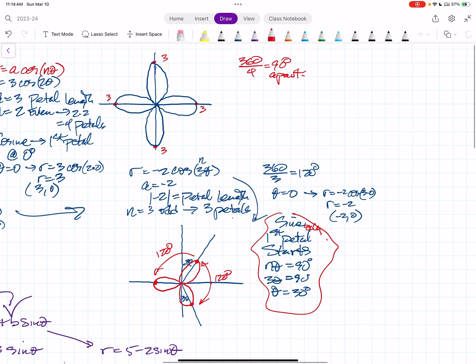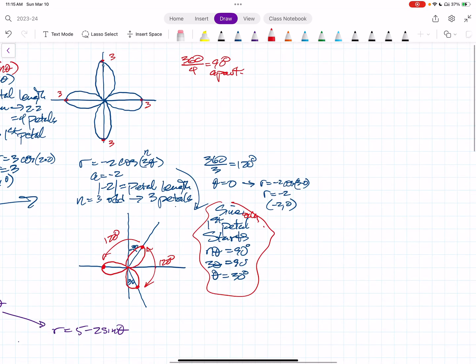Okay, so let's go up here and grab some space. Let me make up a function here. Let's say r is equal to 3 sine of 3 theta. Let's do that one because this one's going to be different. So n is 3, so we have 3 petals because it's odd. So I'm going to have 3 petals. And then a is 3. There's your petal length.